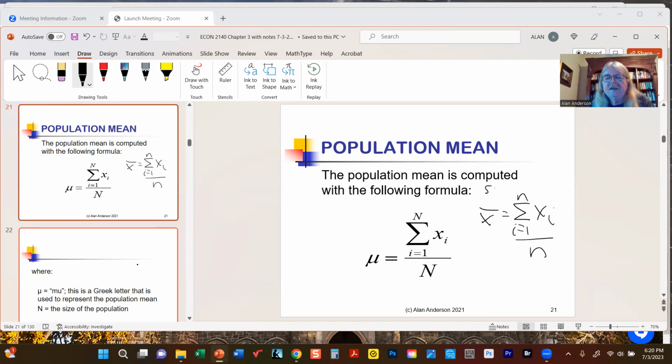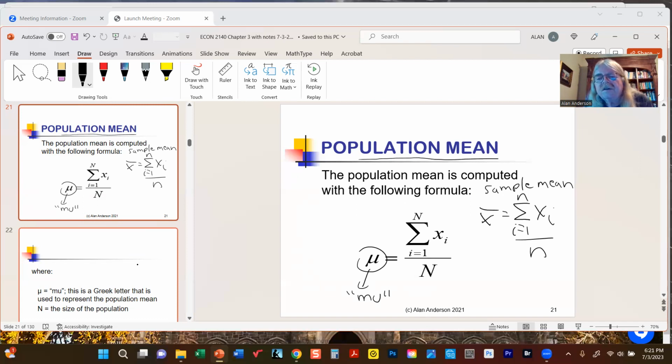This is our sample mean. And you can see they look very similar. Well, what do you see here? Another Greek letter. This is the Greek letter mu. It corresponds to the Roman M, and it is used to represent the mean of a population.